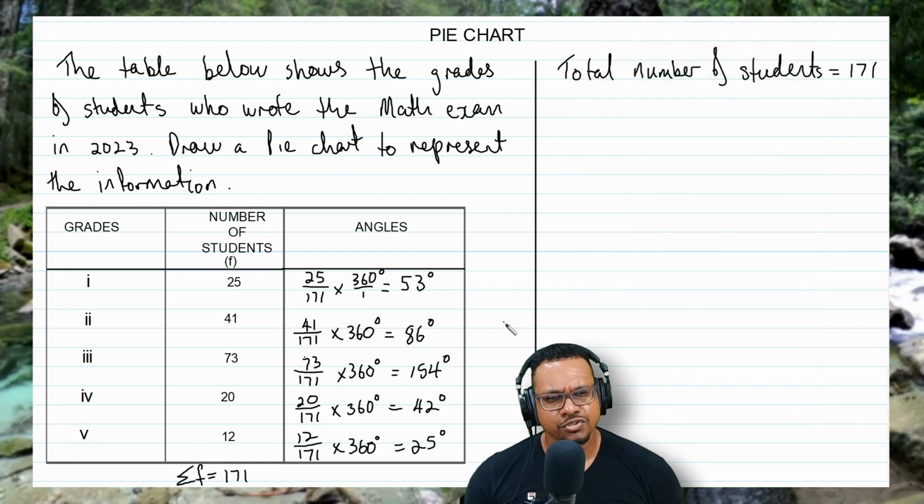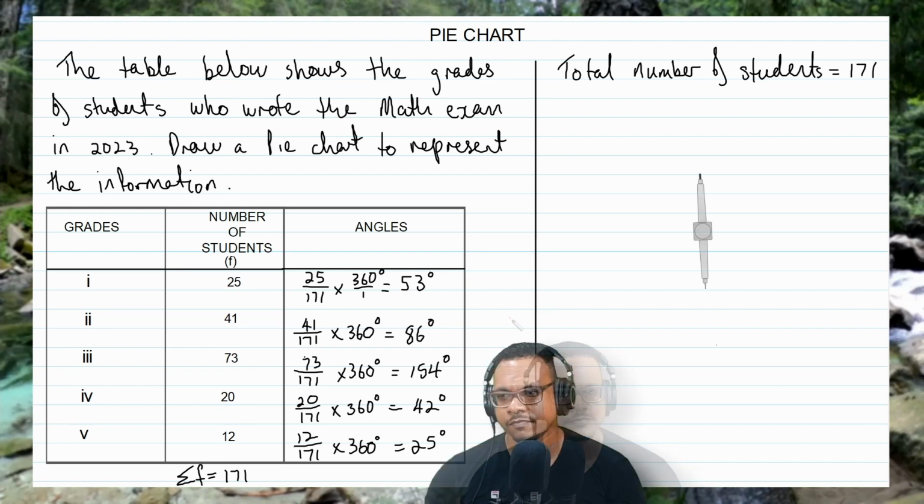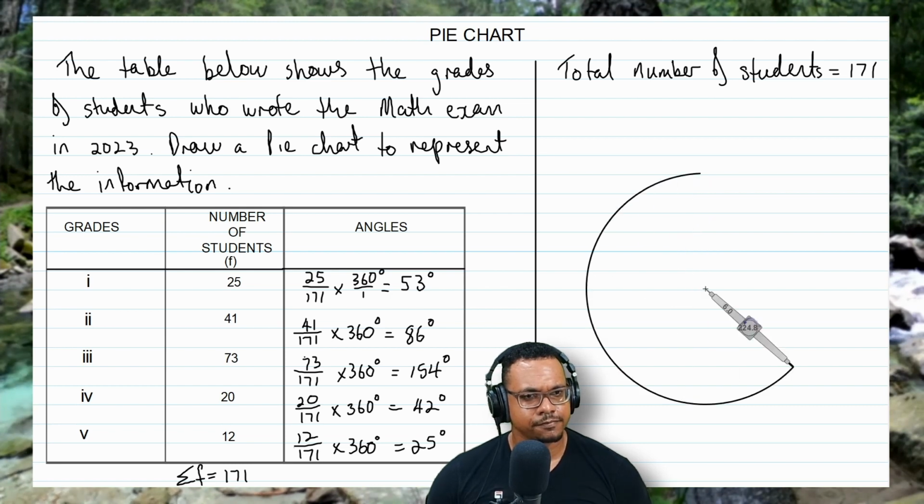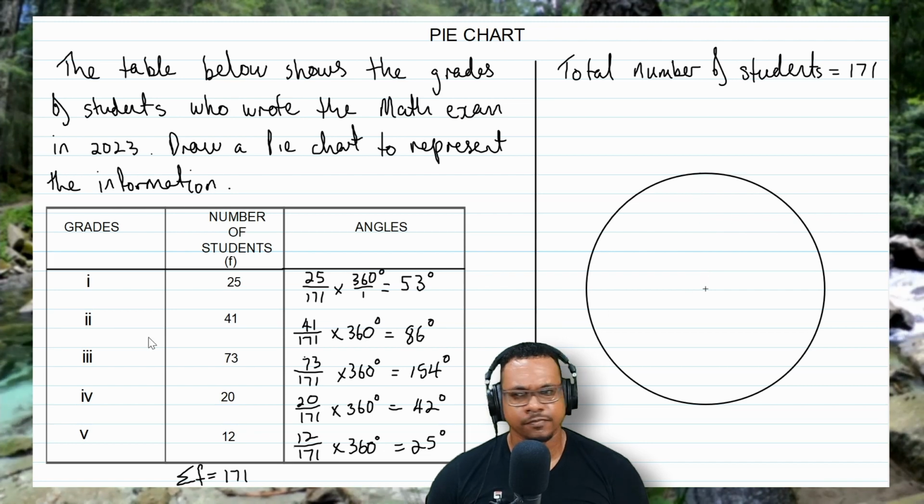All right, so now to draw our pie chart, we'll need our protractor and compass. The protractor to measure and draw the angles, and the compass to draw a circle. All right, so here I have my compass. Let's draw a circle. All right, so I'm done with the compass now. And where that compass point leaves the hole in the page, that will be the center of the circle.